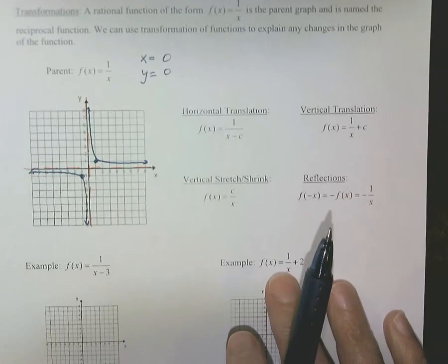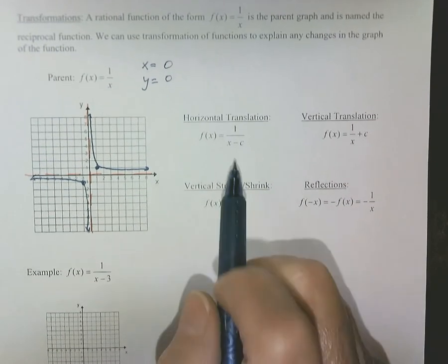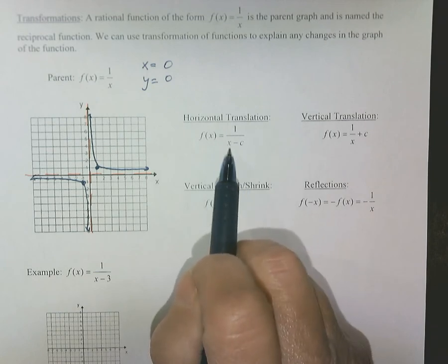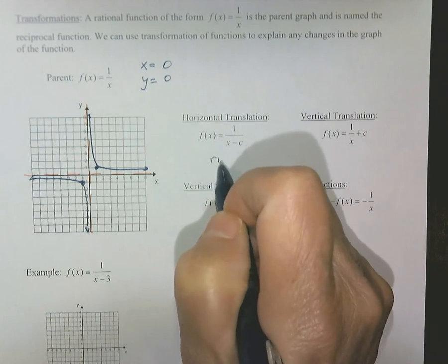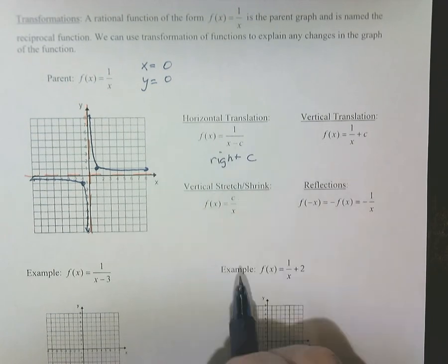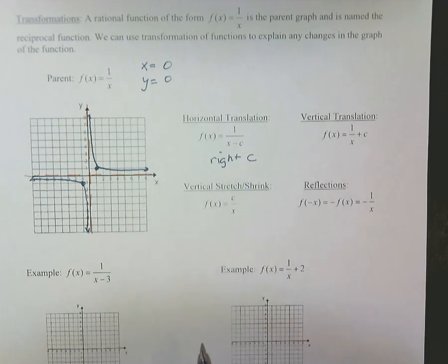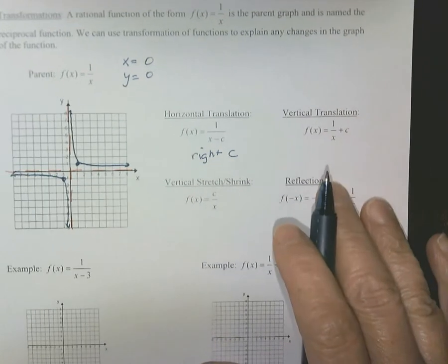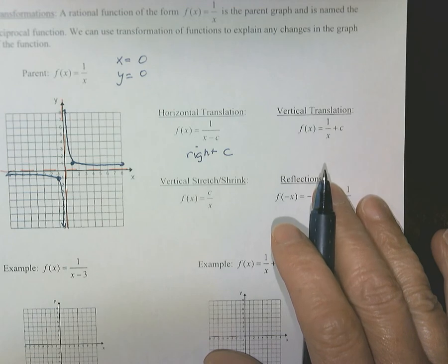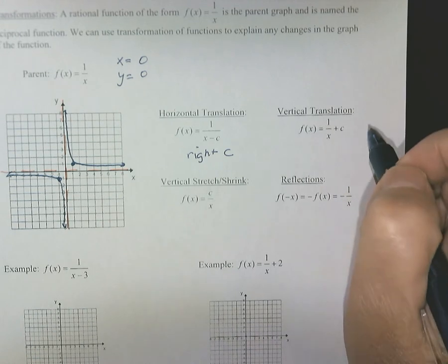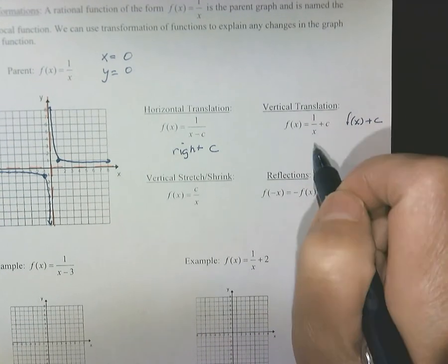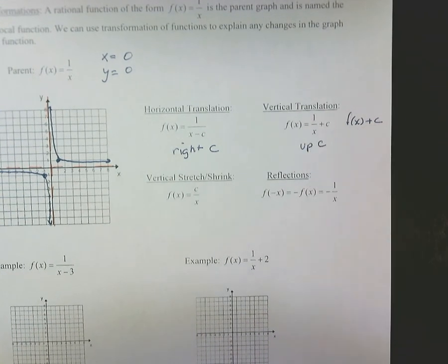So when we're talking about transformations, you have horizontal transformations. 1 over x minus c. If c is with the x, it's going to go right c. If it's a plus c, it goes left c. With 1 over x and then plus c on the outside of the function, since the function is 1 over x, this is saying f of x plus c. This is going to go up c. If c were negative, it would go down.